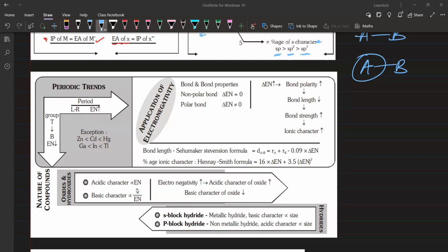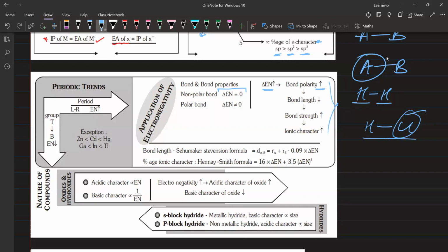Now, the application of electronegativity is in terms of bond polarity. Non-polar bonds will have no difference in the electronegativity of the atoms. For example, H2: both hydrogen atoms have the same electronegativity, that is why there will be no polarity. A polar bond will be, for example, HCl. Chlorine has higher electronegativity than hydrogen, that is why this bond is going to be polar. If the difference in electronegativity is higher, the bond polarity is higher. If the bond polarity is higher, the bond length is lower. And if the bond length is lower, the bond strength increases and the ionic character increases. These are the applications of electronegativity.